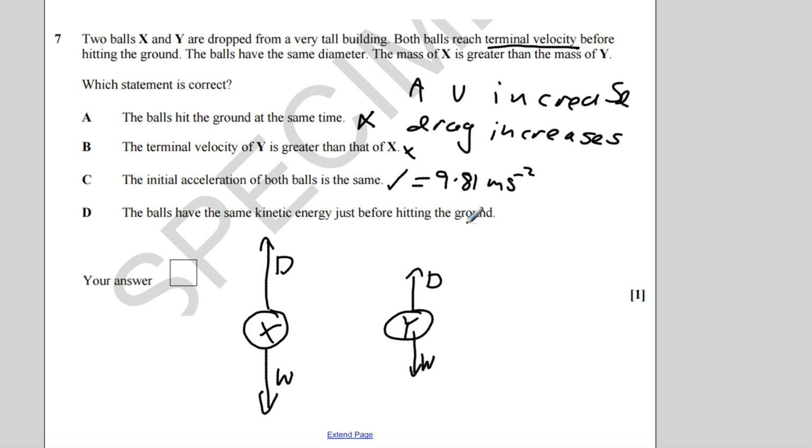The balls have the same kinetic energy just before hitting the ground, and that one isn't necessarily true because X is going to have a greater mass and it's going to have a greater terminal velocity. So when it hits the ground, it's going to have more kinetic energy because the kinetic energy is half mv squared. So if the mass is greater and the velocity is greater, then that kinetic energy is going to be greater. So here, our answer is C.